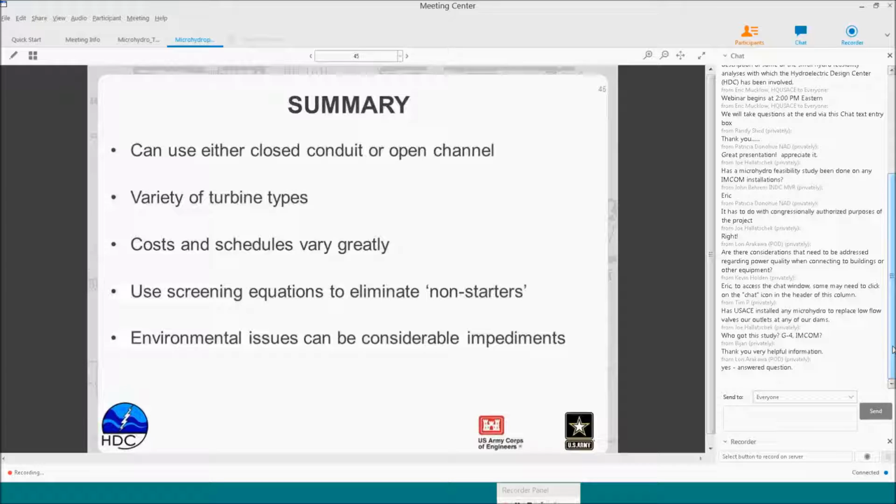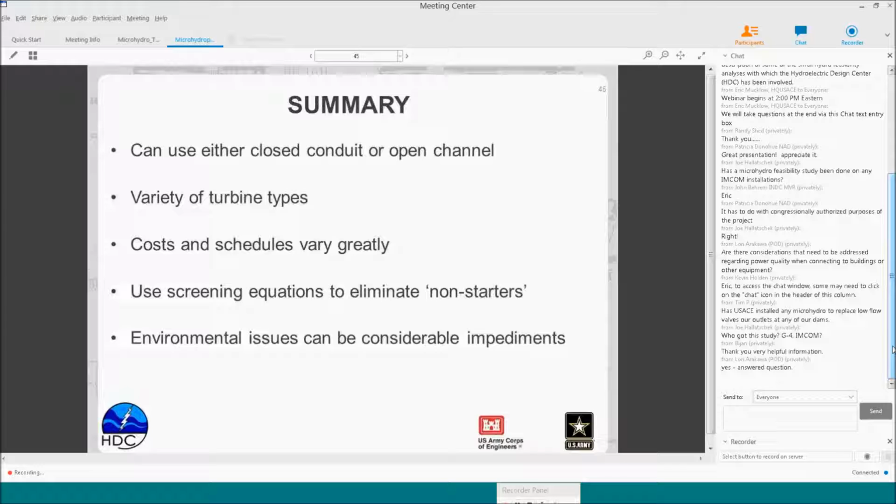So there is another question. Has the Corps of Engineers installed any microhydro installations to replace the low flow valves on the outlets of our dams? That you know of. Not that we're familiar with, no. Okay.